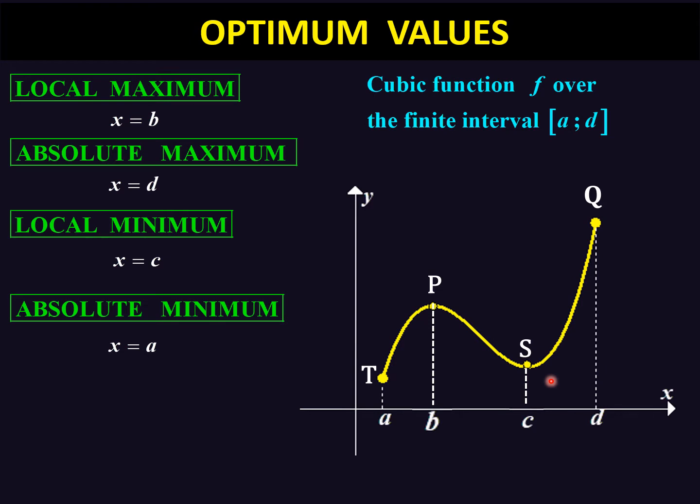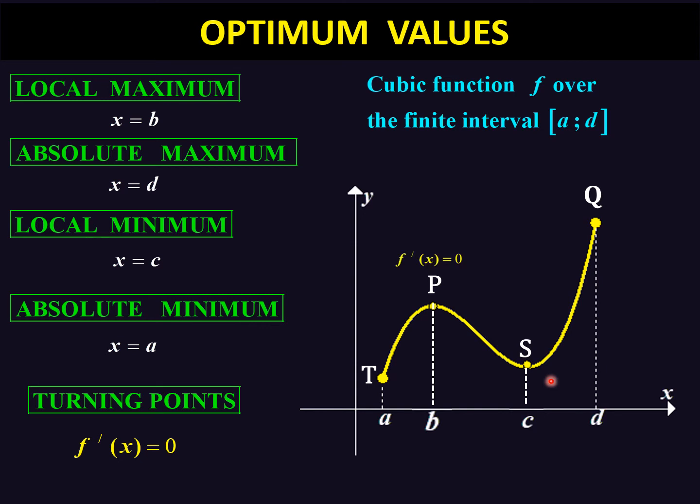What are the turning points again? The local maximum and minimum points, P and S. Now at P, if I have to get the gradient of a tangent there, it will be, that's right, 0, which we can also refer to as the first derivative equal to 0, right? And then at the local minimum, we also have the first derivative equal to 0. So to determine local maximums and local minimums, the key is to determine the first derivative and equate it to 0.